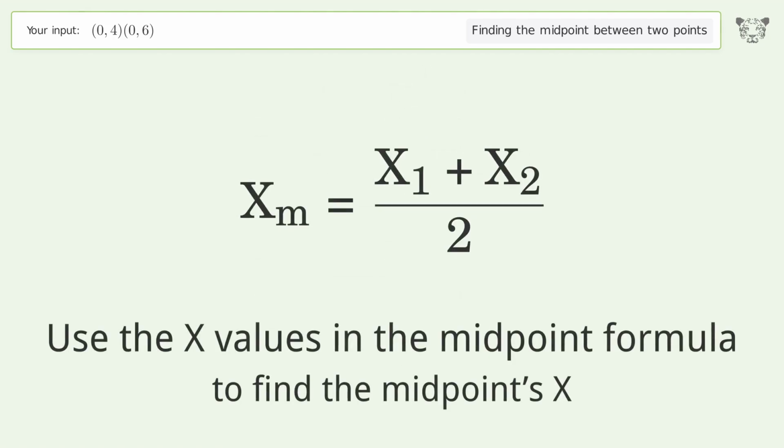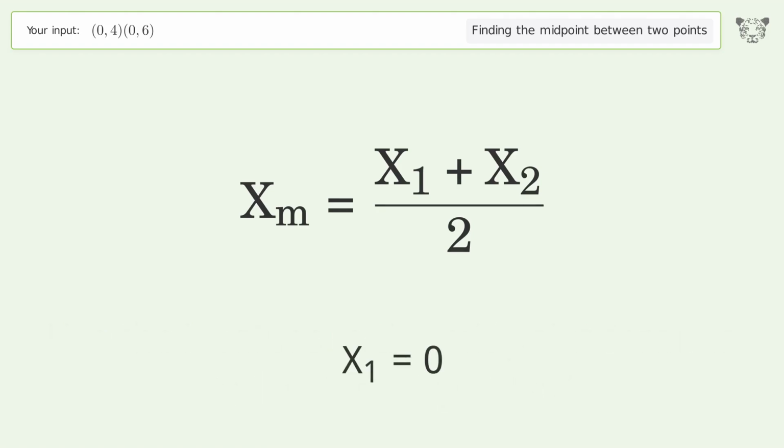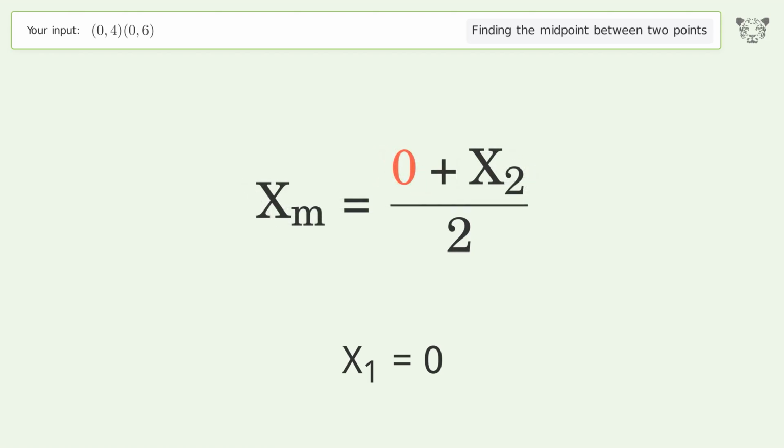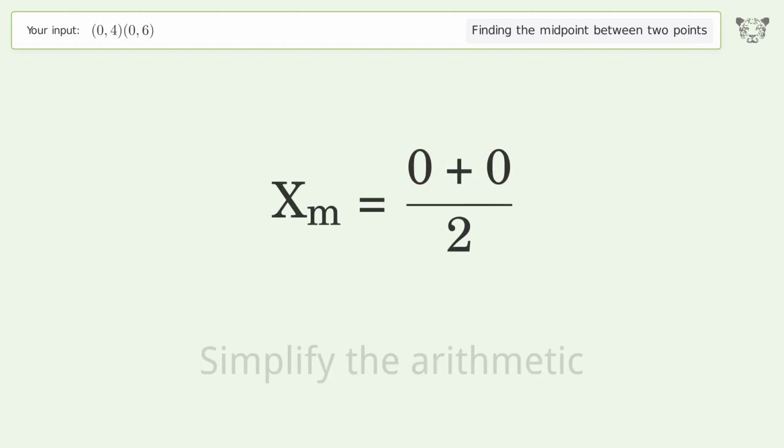Use the x values in the midpoint formula to find the midpoint's x. x1 equals 0. x2 equals 0. Simplify the arithmetic.